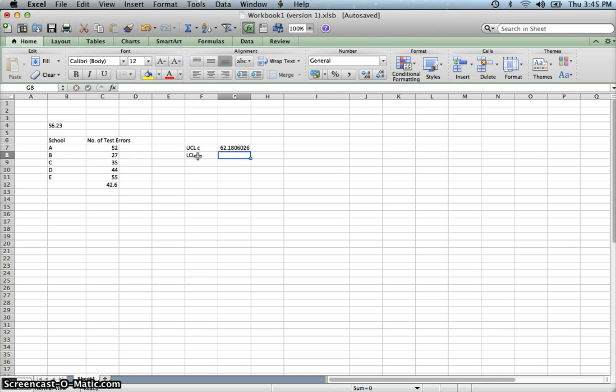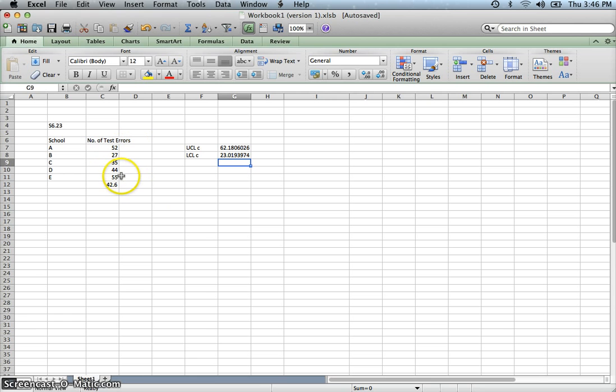Our lower control limit for a C is start with the average count, and we're going to subtract then 3 times the square root of the average count, which is 23. So we can go back and check.